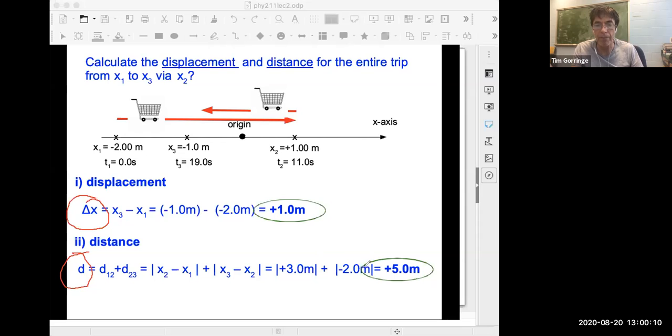The path from the right to the left is 2 meters. It's the length of this arrow here. And so if you add them up, you get a total distance of 5 meters. And so 5 meters is the distance traveled. 1 meter was the displacement. And that illustrates the important difference between those two.